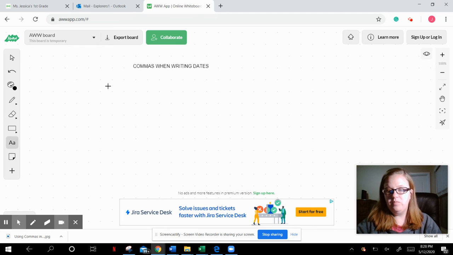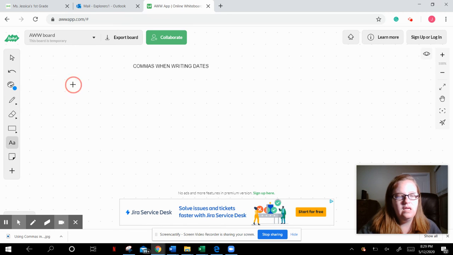So this is very important in your writing, but it's also very important when you're reading something. So let's look at it. I'm going to write today's date. And today is May 13th, 2020. Now this is the correct way to write a date. There are actually a few more ways to write it, but this is the way we're going to look at it today. May 13th, 2020.